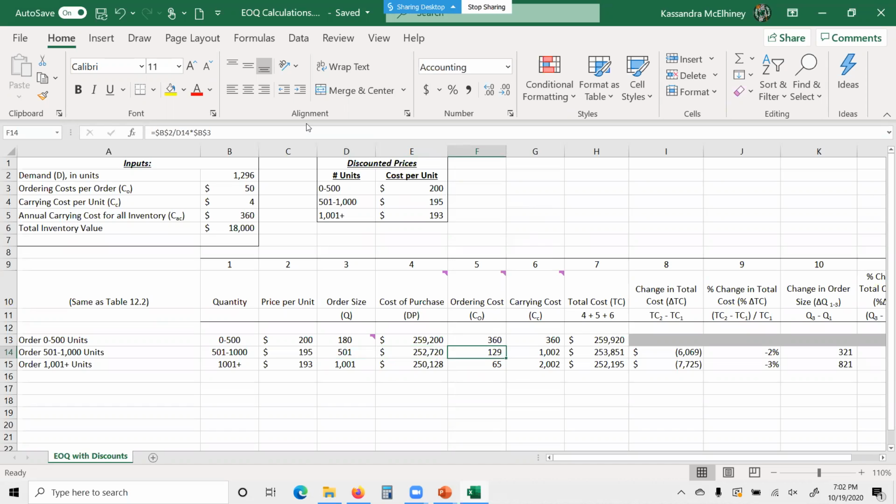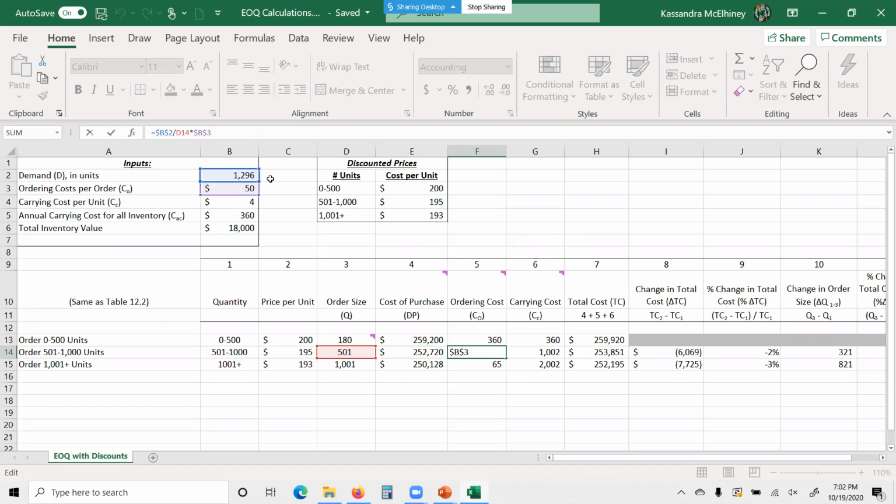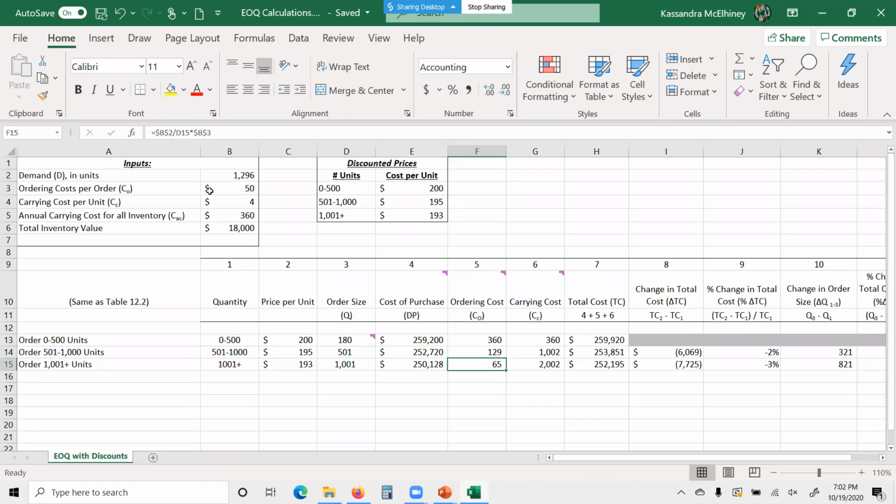Total ordering cost is calculated as, again, our total demand in units divided by the order size times the ordering cost per order. So the number of times we order per year times 50. So we're ordering a little more than one time per year. Well, actually, a little more than 2 times per year, excuse me.